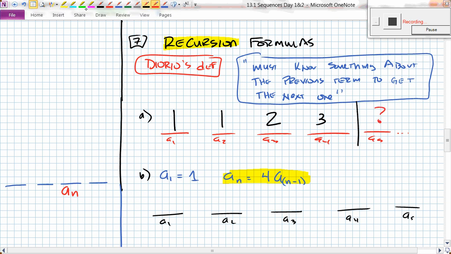What I'm doing is adding together the previous 2 terms. So what would it be? It would be a 5, right? So that's what recursion is. You can't get this one without knowing something about the ones before it.